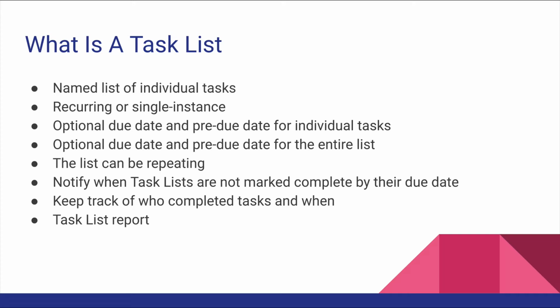Now, if a task list has a due date and it's not marked as completed by the time the due date arrives, you can have Roller send you a notification so you can follow up and keep things on track. And finally, there's a task list report, which lists the name of the task list, all the tasks, and all their statuses and who completed them and when.